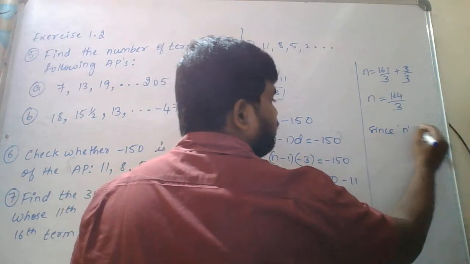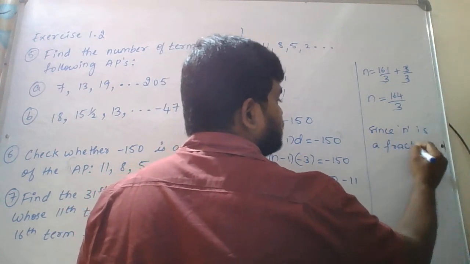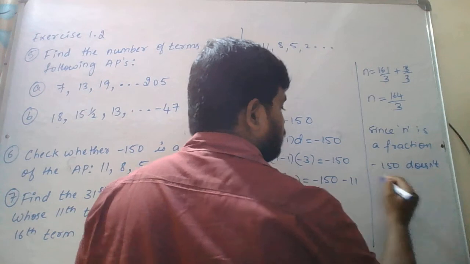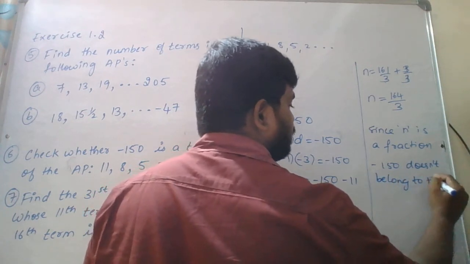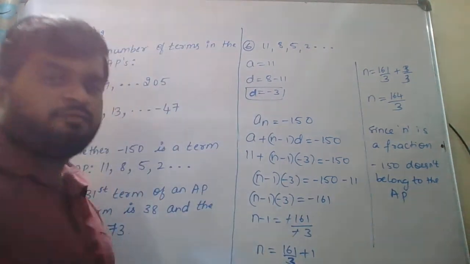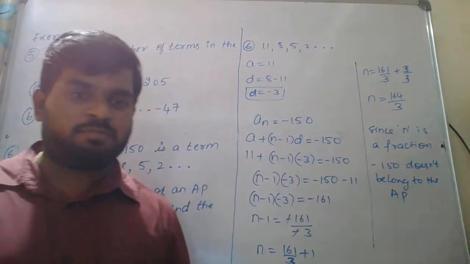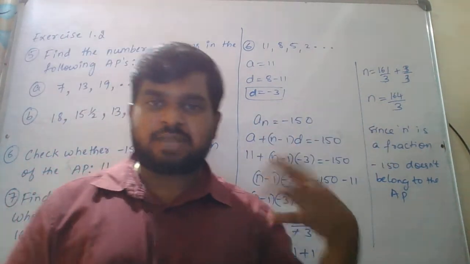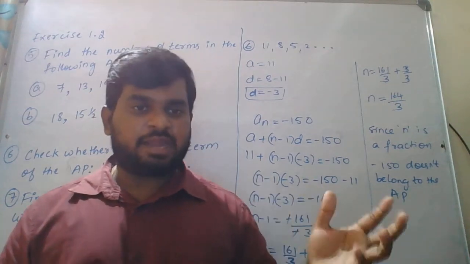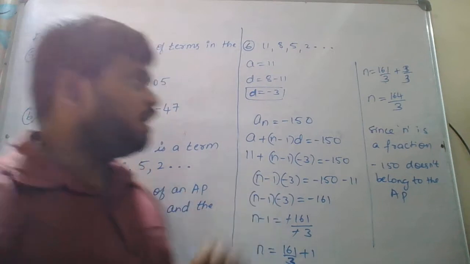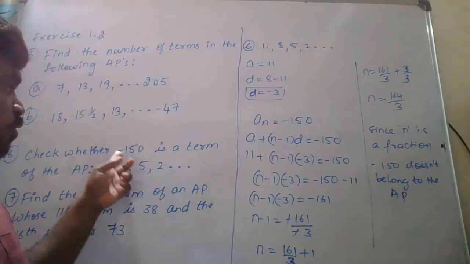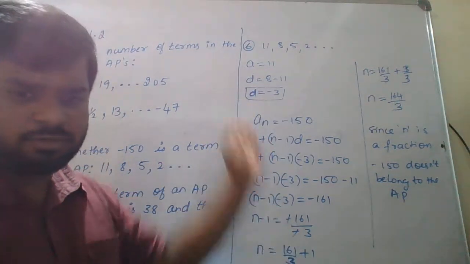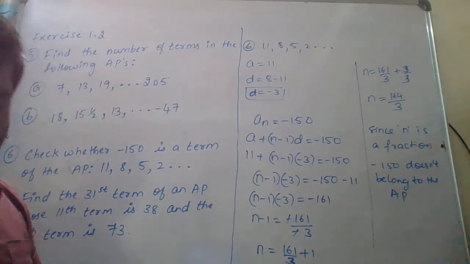Since N is a fraction, minus 150 doesn't belong to the AP. Whether it is a fraction, a decimal or a negative number, if you get such things, then it cannot belong to the AP. Suppose you are getting N as 35, 45, 99, if you get such natural numbers, then it belongs to the AP. So whichever number you have to check, take it as An. Then same procedure. We have been doing this. By now you should be able to do it.